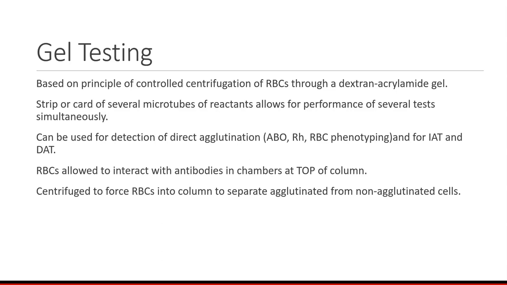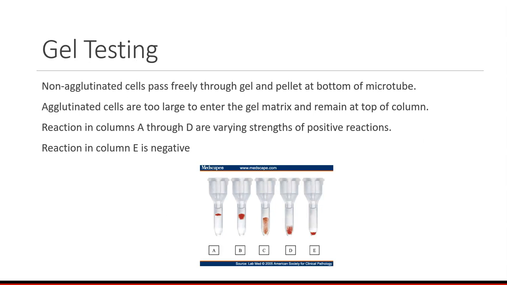The red cells are allowed to interact with antibodies in the chambers at the top of the column. It is then centrifuged to force the red cells into the column to separate agglutinated from non-agglutinated cells. So once the reaction comes to completion, and centrifugation is done, the non-agglutinated cells pass freely through the gel and pellet at the bottom of the microtube. It looks like a 4+ reaction in a tube test, but it's not.